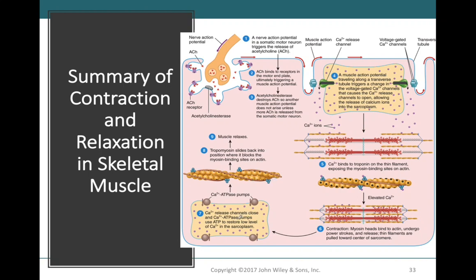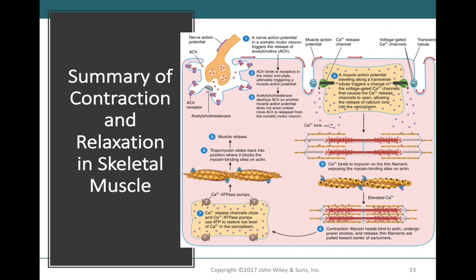Calsequestrin inside of the sarcoplasmic reticulum is going to help organize and hold more calcium so that we can fit more calcium into the SR. And all of these events will eventually lead to relaxation. So what controls this process is whether or not there's a nerve action potential. If there's an action potential, we're going to get contraction, and when we want to turn off that nerve action potential, that's going to give us muscle relaxation.